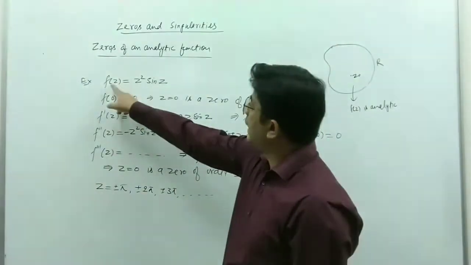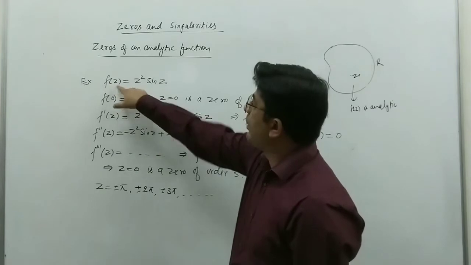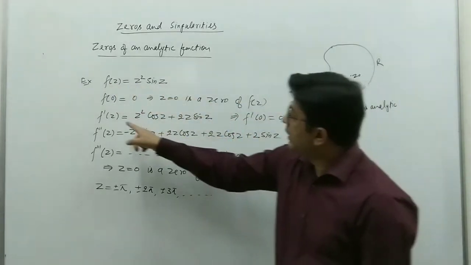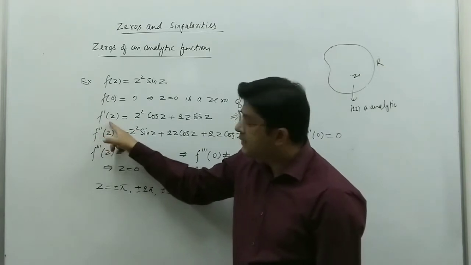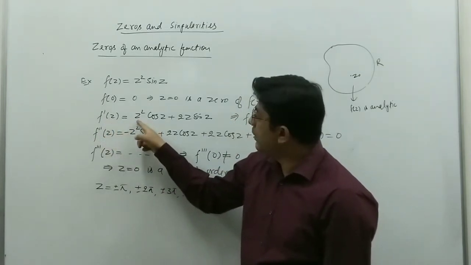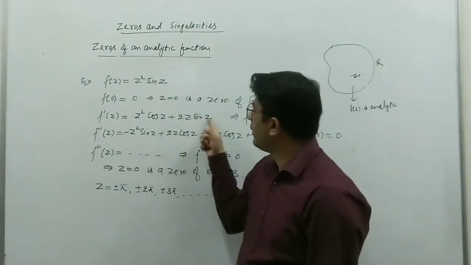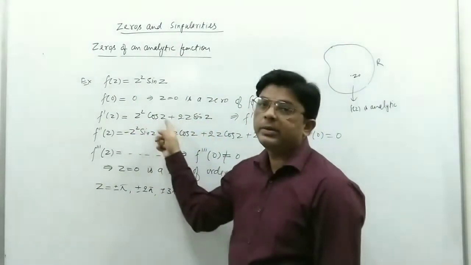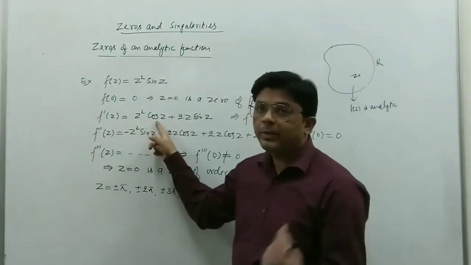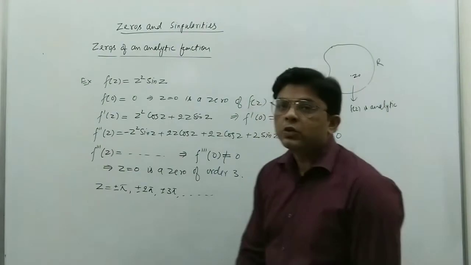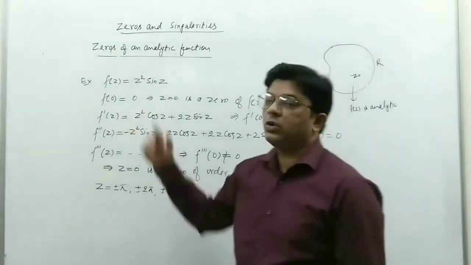So here we can see that when we put pi, f(pi) we are getting 0, and if we put z equal to pi in this derivative, here you get pi square cos pi plus 2 pi sin pi. So this term will be 0, but this term will not be 0 because pi square cos pi is minus 1, so you will get here minus pi square. So it means the first derivative is non-zero.